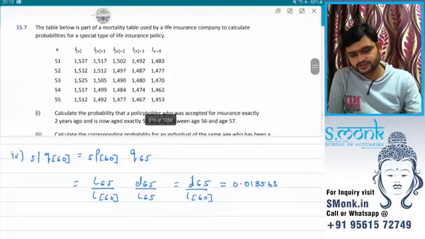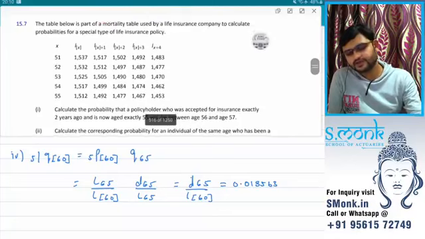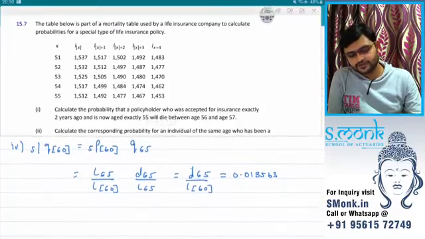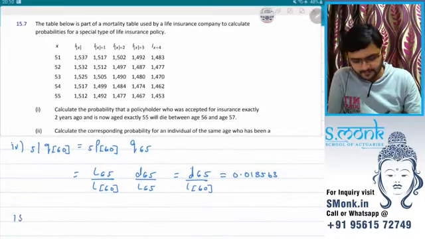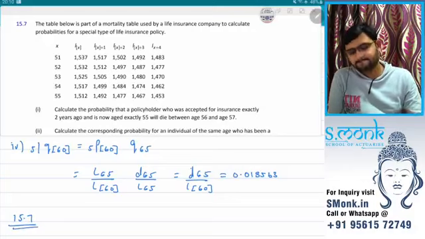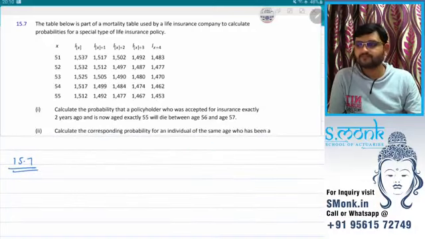Similarly, let's see 15.7. The table below is part of a mortality table used by a life insurance company to calculate probabilities for a special type of life insurance policy. So they're saying for a special type of life insurance policy, this is the select.